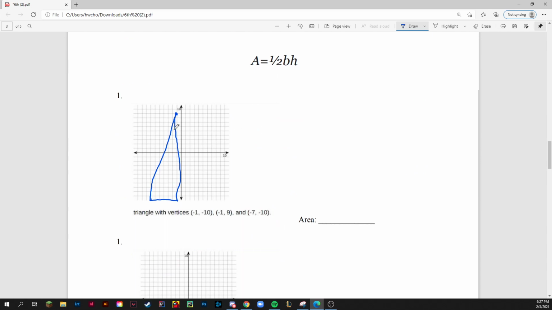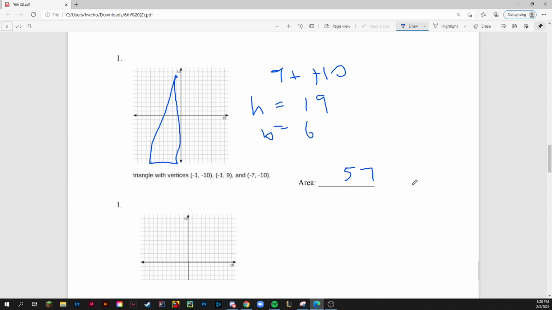Area equals 1/2 times base times height. So the height right here is going to be 9 minus -10. Subtract, these two cancel out. It becomes 19 equals the height. And the base right here is 1, 2, 3, 4, 5, 6. Base equals 6. You can just count out the squares, but I just added it up. And then right here, you get the area to be 19 times 6 divided by 2. It's going to be 19 times 3. It's going to be 57.